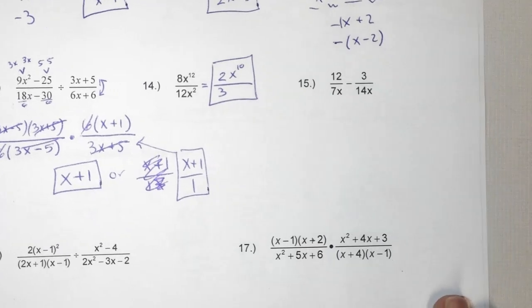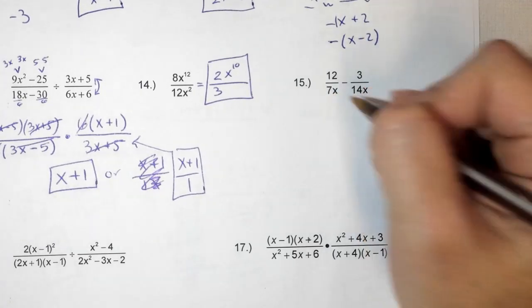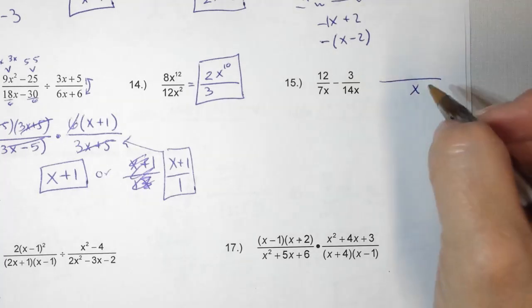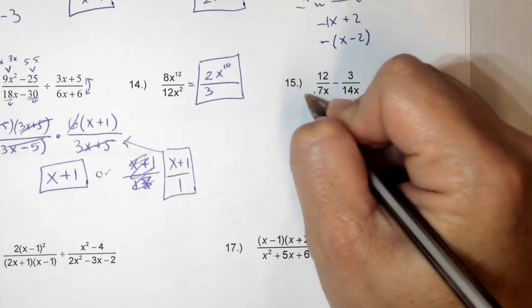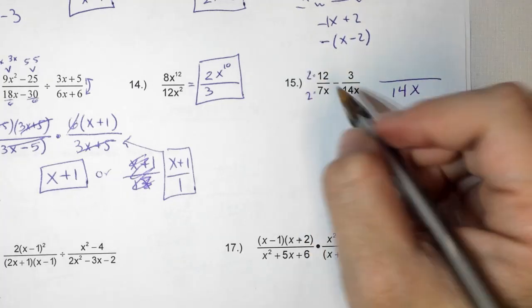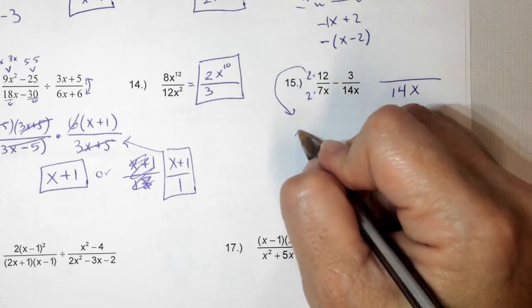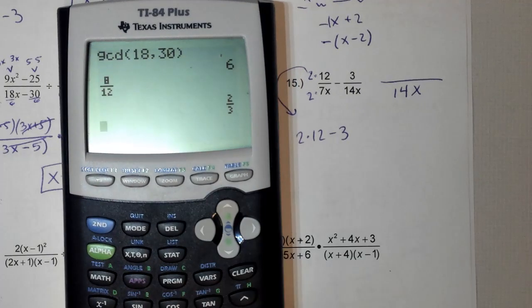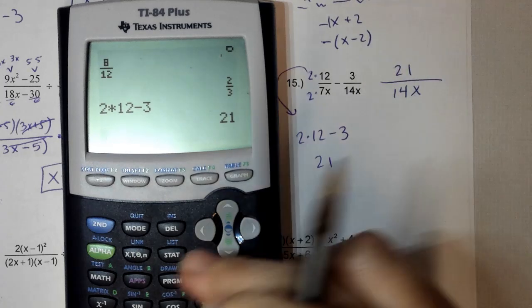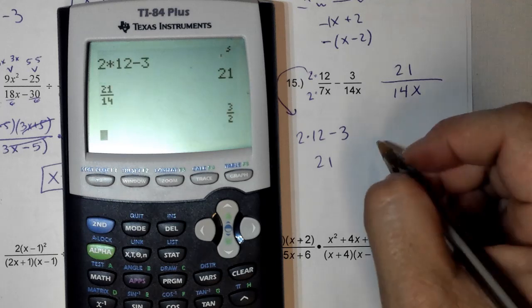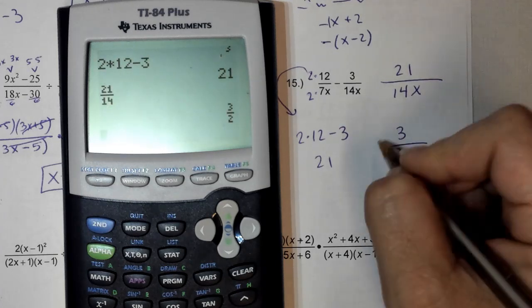Okay, look at 15. This is 14x, this is 7x. Y'all, they already have an x in common, so don't mess with the x at all. 7 can turn into 14 by multiplying by 2, so 14x is my LCD. Bring down my top, so 2 times 12 minus 3. You can literally type that in your calculator. And I get 21. Then I can simplify in my calculator. So 21 over 14. That gives me 3 over 2. Don't forget your x.